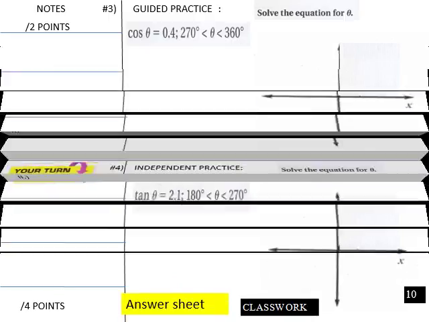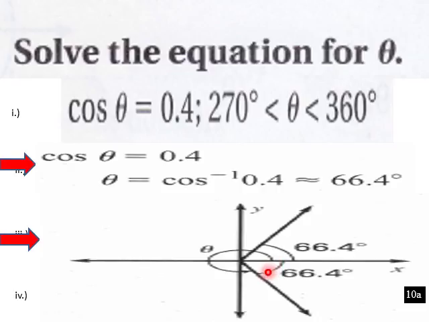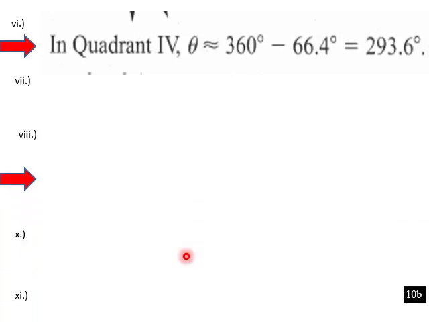Okay, so we've got to practice here. So cosine 0.4, the inverse cosine of 0.4 would be 66.4 degrees. Now it's got to be between 270 and 360, so that would be quadrant 4. So this would be it here. 270, 360 would be here. This is 270, this would be 360.